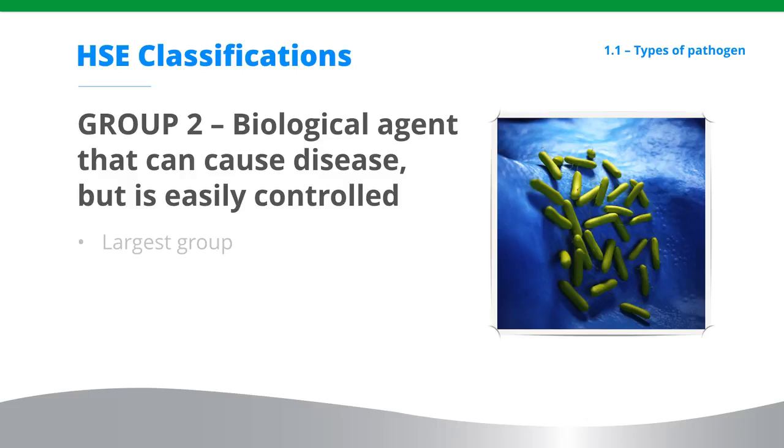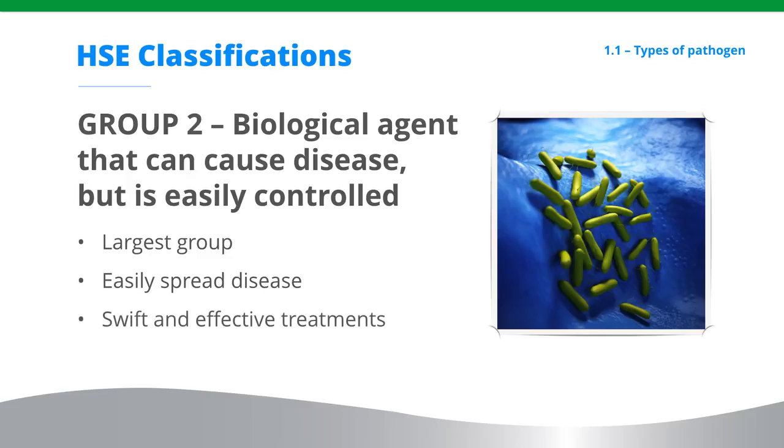Group 2 is the largest group by far. Organisms in this group may cause a wide spread of disease in the community, although there are usually swift and effective treatments available. Among the thousands of microorganisms in Group 2 are some that are encountered frequently. We will look at organisms that have a particular impact in the veterinary world later in this section of the module.